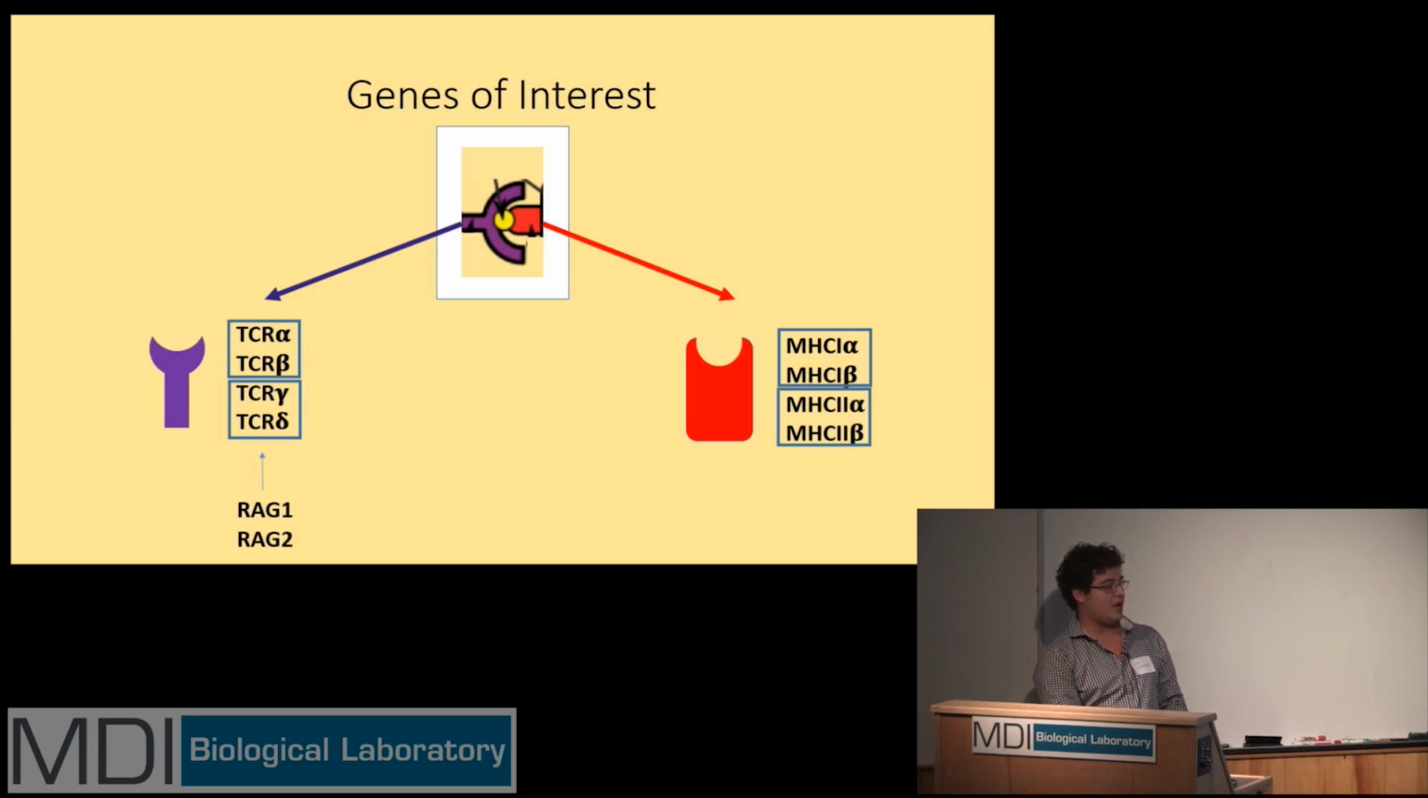I'm also looking at these recombination activating genes because they're the ones responsible for the creation of these TCRs and what allows them to be so variable in an organism. But I did say I wanted to study this in the context of an infection.